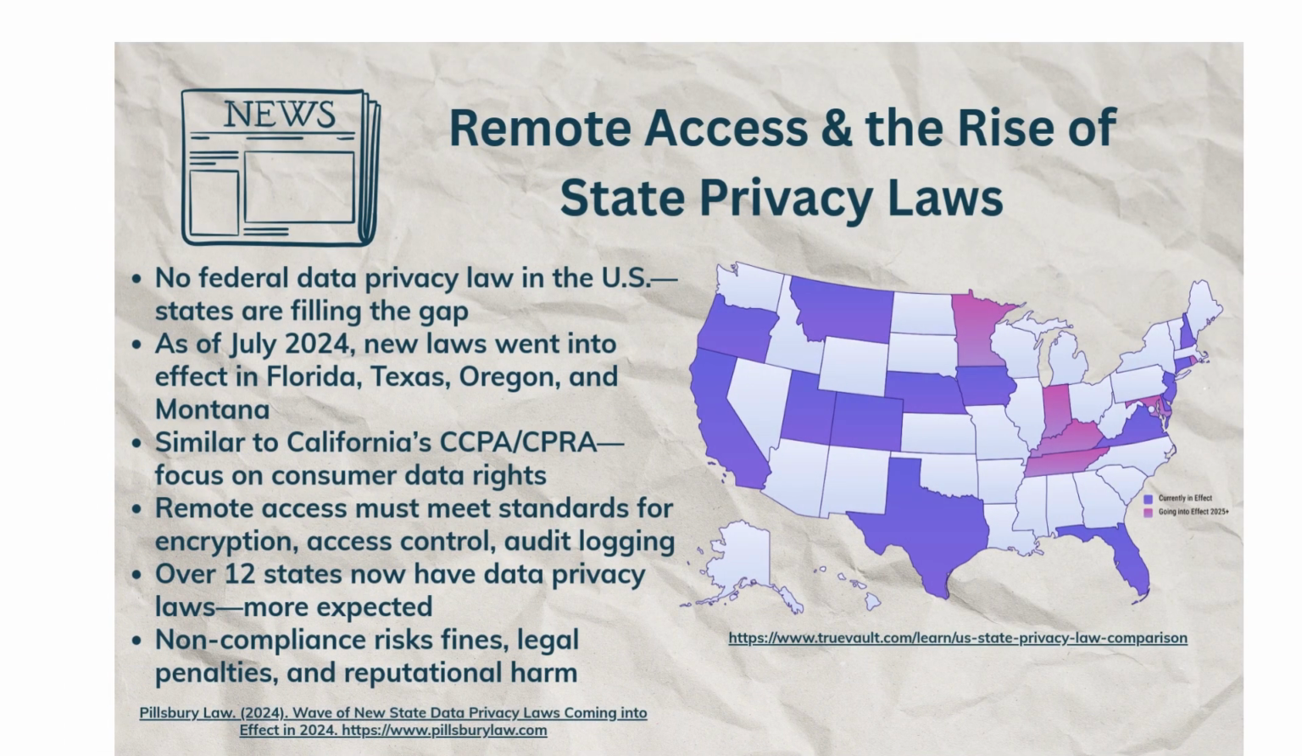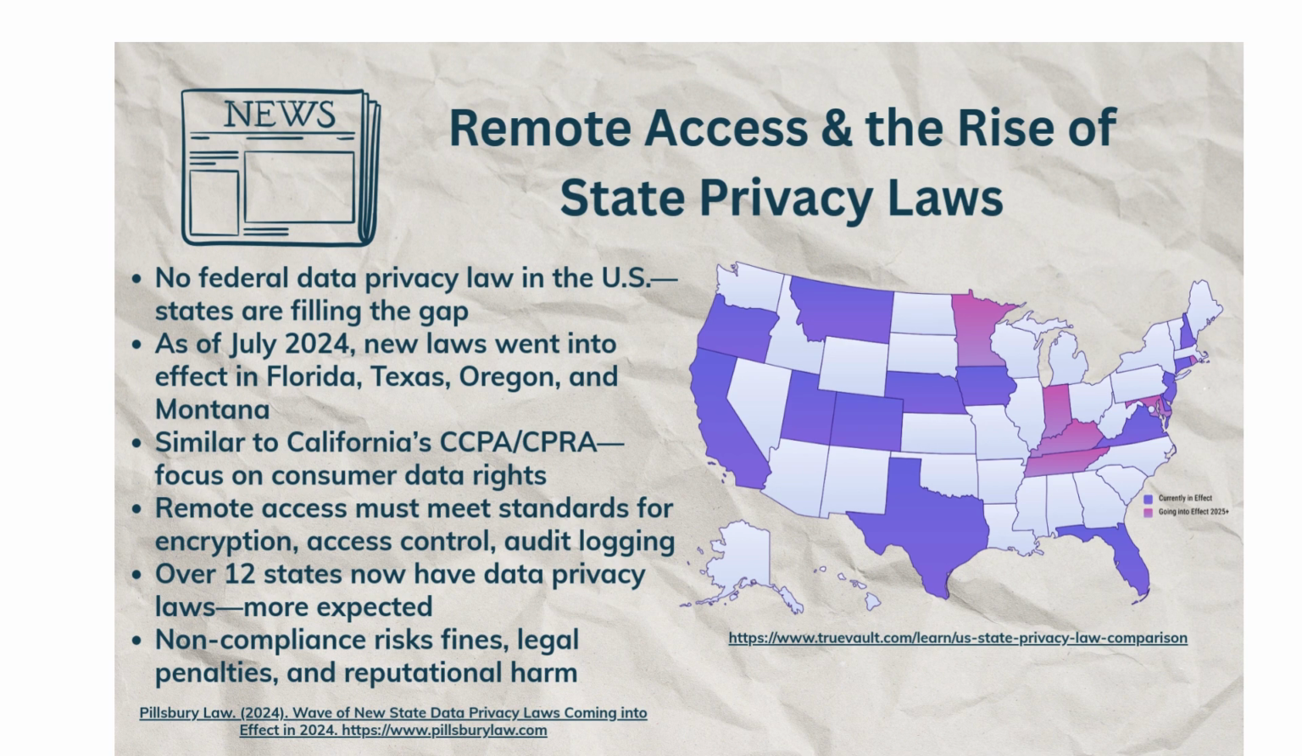One major challenge with remote access today isn't just technology, it's compliance with a growing wave of state level data privacy laws. Since there's no single federal privacy law in the United States, individual states are stepping up. As of July 2024, new privacy regulations have gone live in states like Florida, Texas, Oregon, and Montana, joining California and several other states. These laws give consumers more control over their personal data, and they require businesses to step up their security game. That means stronger encryption, access controls, and logging for any remote access to sensitive information.